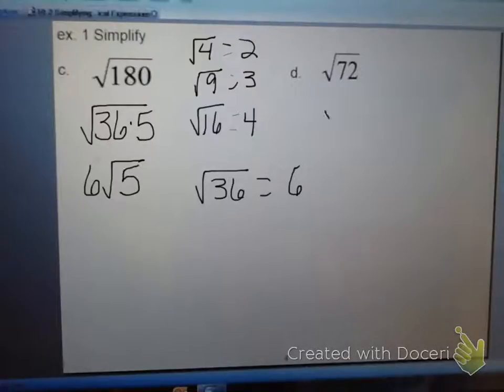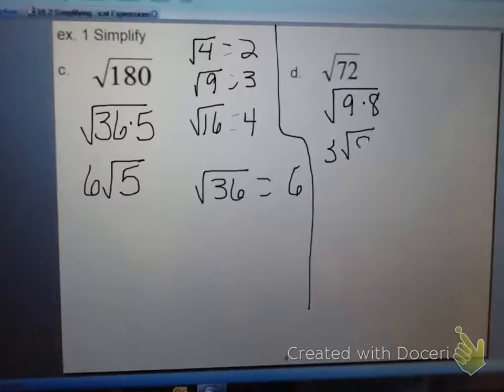Square root of 72. Well, the most common two factors of 72 is 9 times 8. Square root of 9 is 3. Square root of 8, but we're not done because the 8 can be broken down to 4 times 2. And square root of 4 is 2, and when we take it out of the radical, we then multiply it times 3 and get 6 square root of 2.